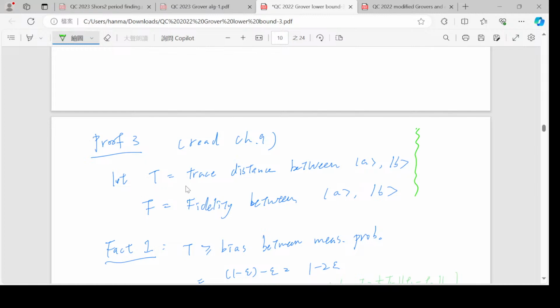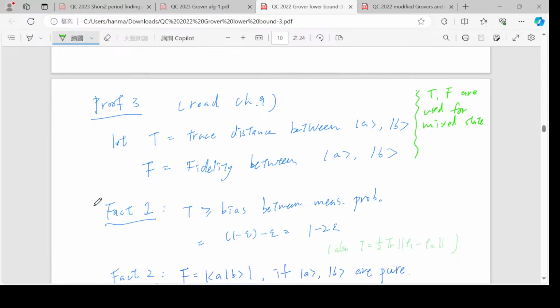If you want to study the distance between mixed states, then the cases are more complicated, and so it makes more sense to distinguish between trace distance and fidelity. They are used to quantify the distance between mixed states. But here we are doing a very toy example of trace distance and fidelity because A and B are pure states. Anyway, to give you some intuition of trace distance and fidelity.